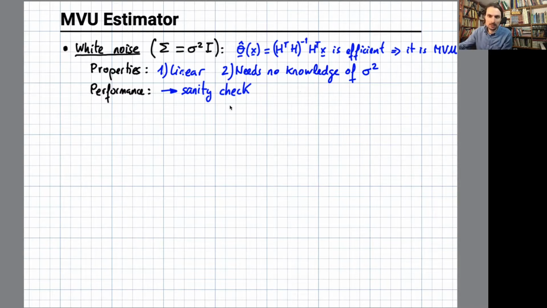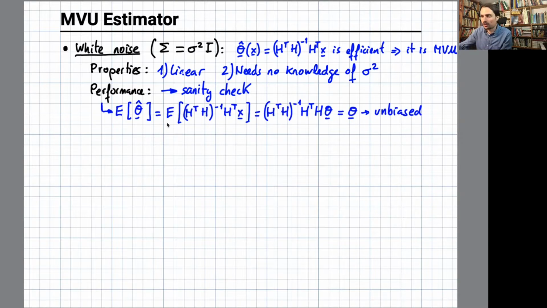But as a sanity check, let us compute it manually. The expectation of this theta hat is the expectation of this term here, and by using the linearity of the expectation, we see that the expectation comes here. We need to substitute the mean of x, which remember is H theta, and therefore this term cancels with this term, and we obtain theta. So the estimator is, as expected, unbiased.